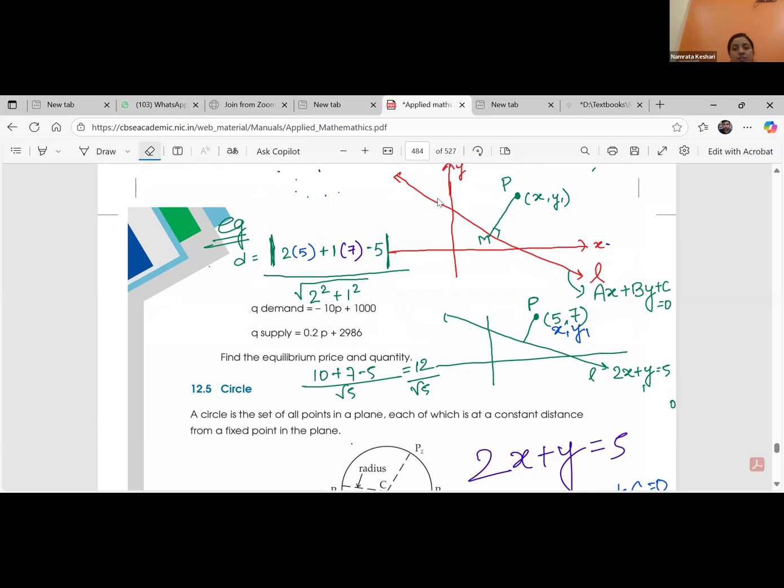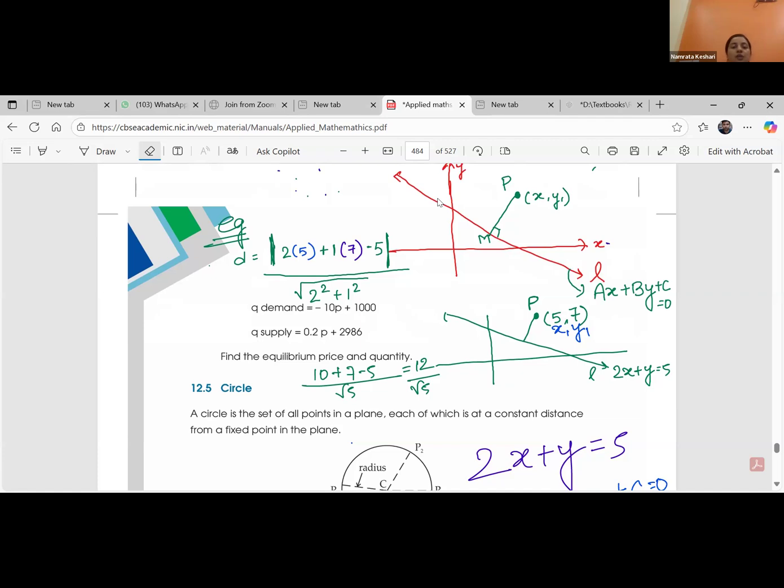This is the example which I had given. The point is 5 comma 7 and the equation is 2x plus y is equal to 5. You can write beside the solution how you are choosing A, how you are choosing B. These things you have done in class 9. When the equation is given in the standard form, identify A, B, C. The chapter's name was linear equations in two variables.